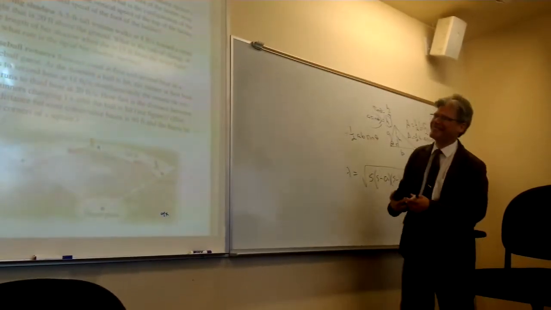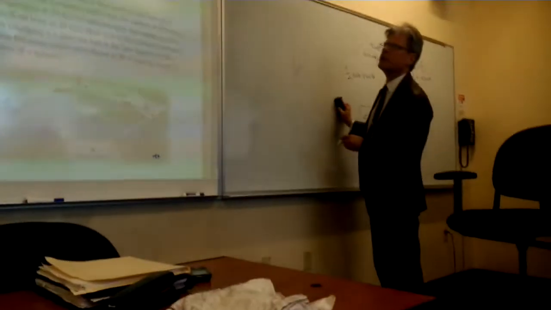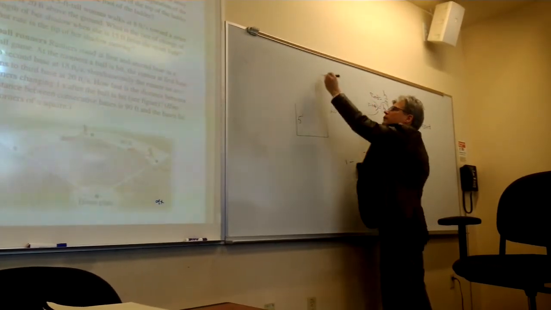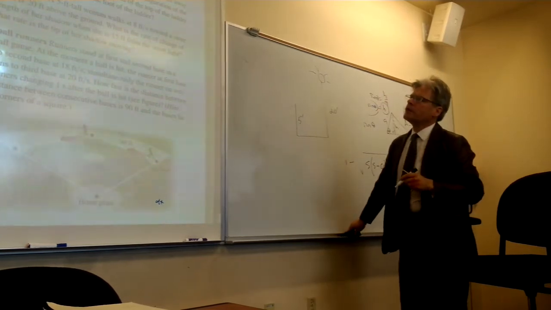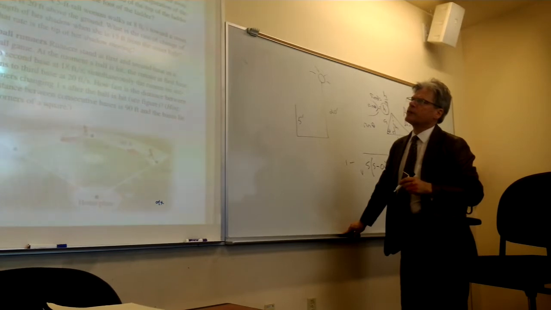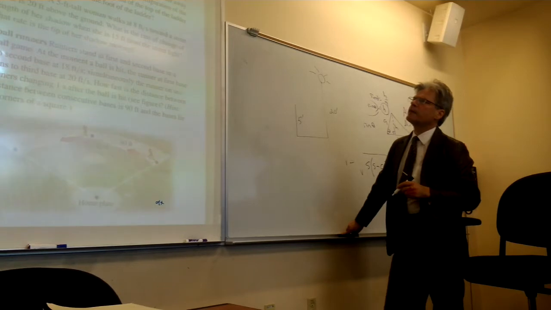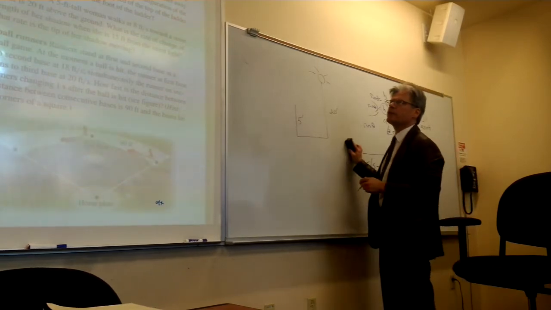So number 19: a 5-foot-tall woman, so she's 5 feet tall, walks at a certain rate towards a street light that is 20 feet above the ground. So 20 feet, there's a light source. What's the rate of the length of her shadow when she is 15 feet from the street light? And at what rate is the tip of her shadow moving? So she's 5 feet tall. She's walking at a rate of 8 feet per second towards the street light.